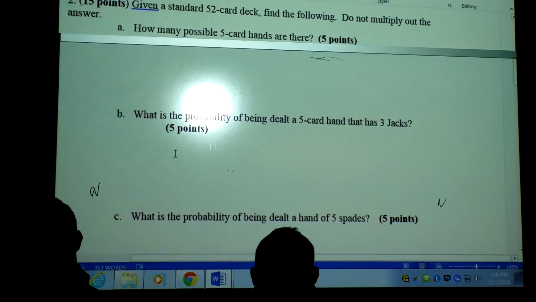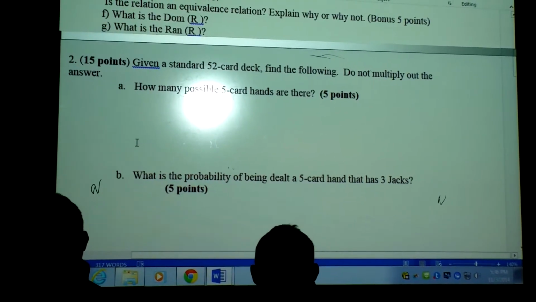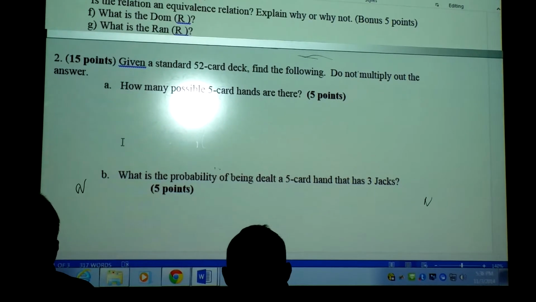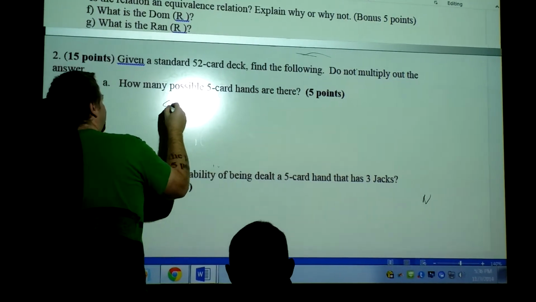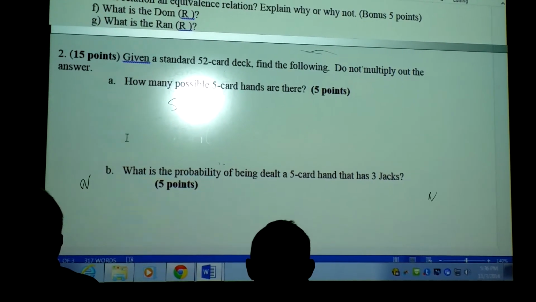Already the probability, huh? Given a deck of 52 cards, how many possible 5-card hands are there? 52 choose 5. So this was supposed to be a warm-up problem, just like a gift.